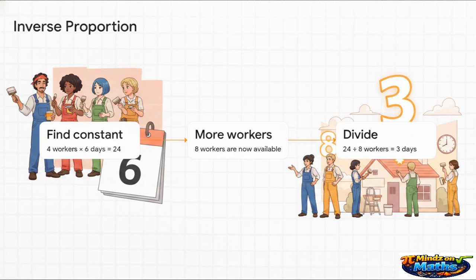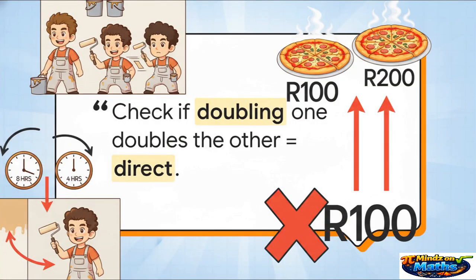Instead, we multiply the workers by the days to find a constant. 4 workers times 6 days equals 24 worker days total to finish painting that house. If you now have 8 workers, you divide that 24 worker days constant by 8. So it's going to take them 3 days. More workers, fewer days.